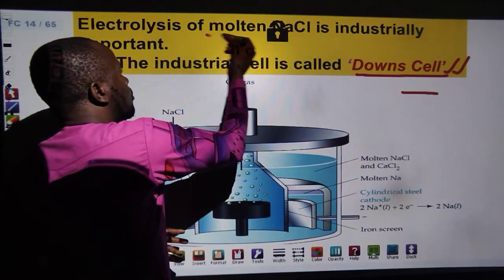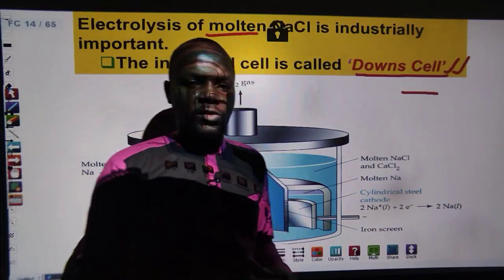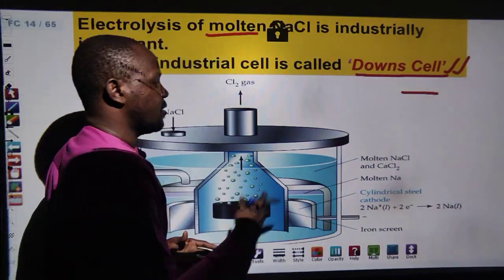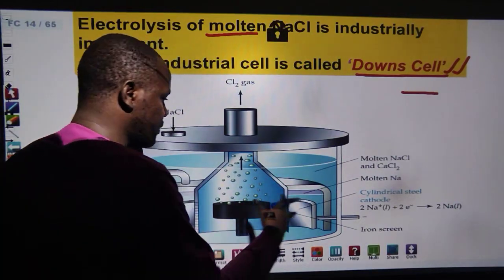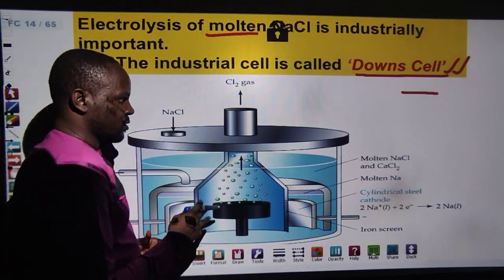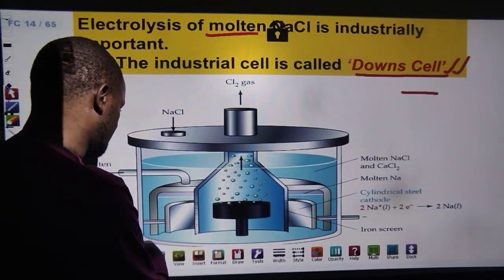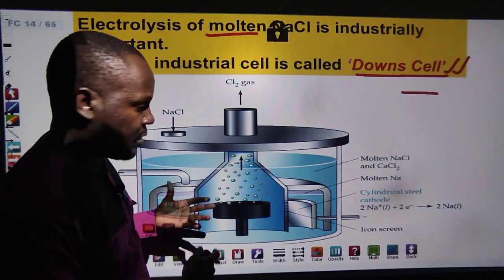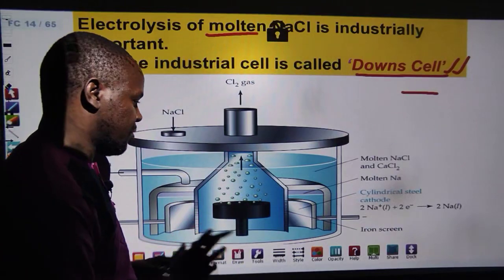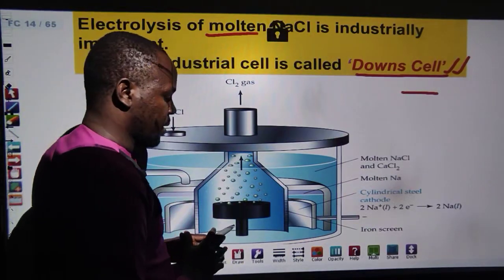Be careful, we said molten. That means it has not been dipped in water. So molten sodium chloride is mixed with calcium chloride. Then these are the two compartments, anode and cathode. There is always something that generates the flow of current. Current will flow, I told you, from this side to the other side. So all these are very important, and this is what you want to electrolyze.